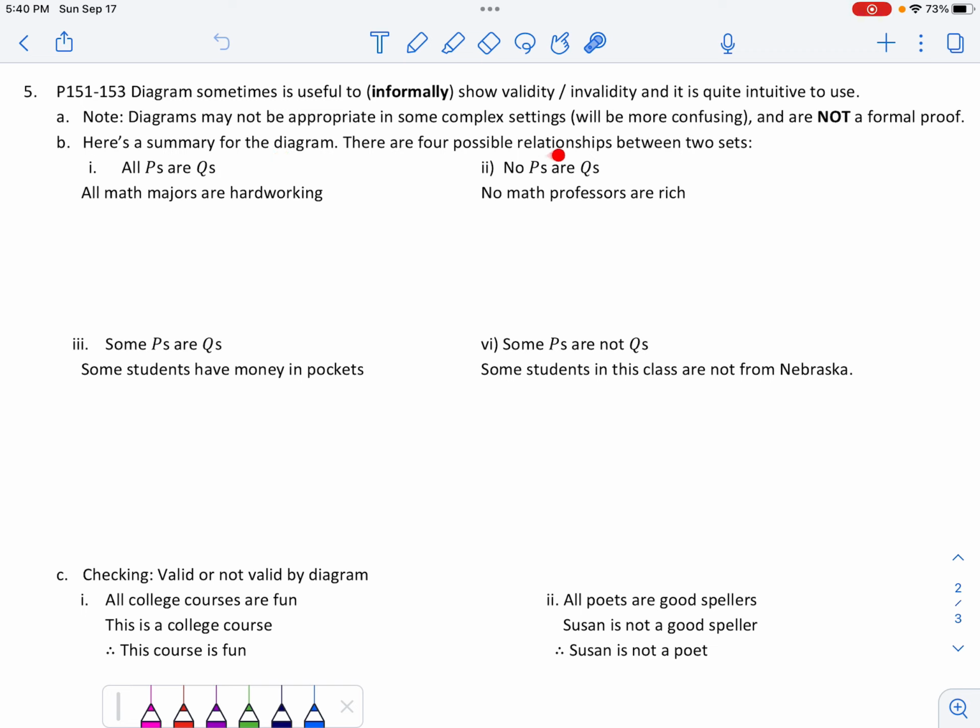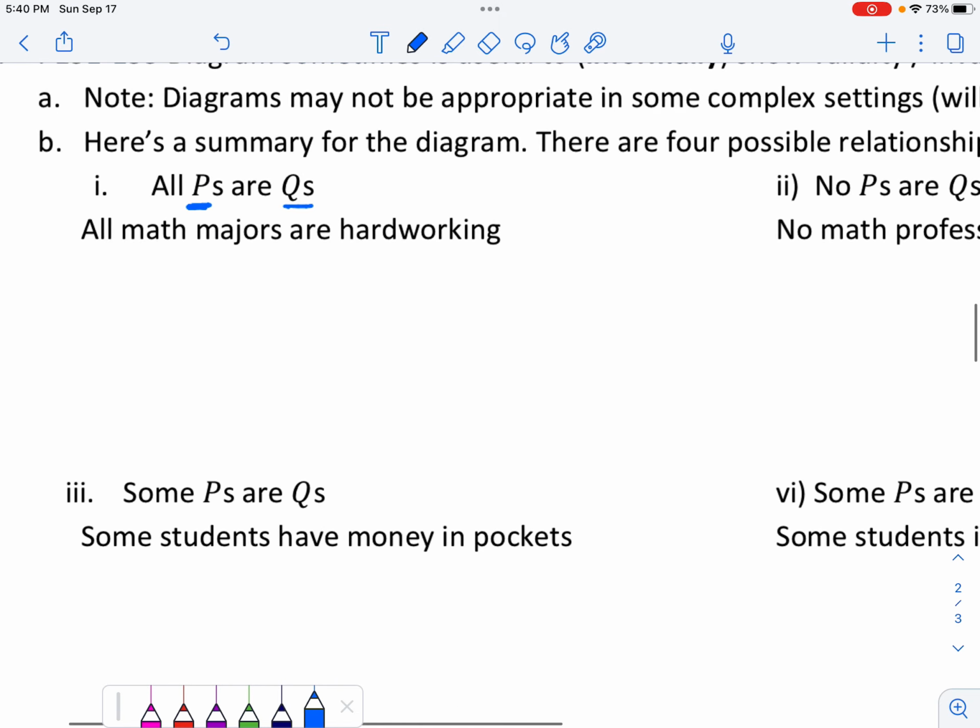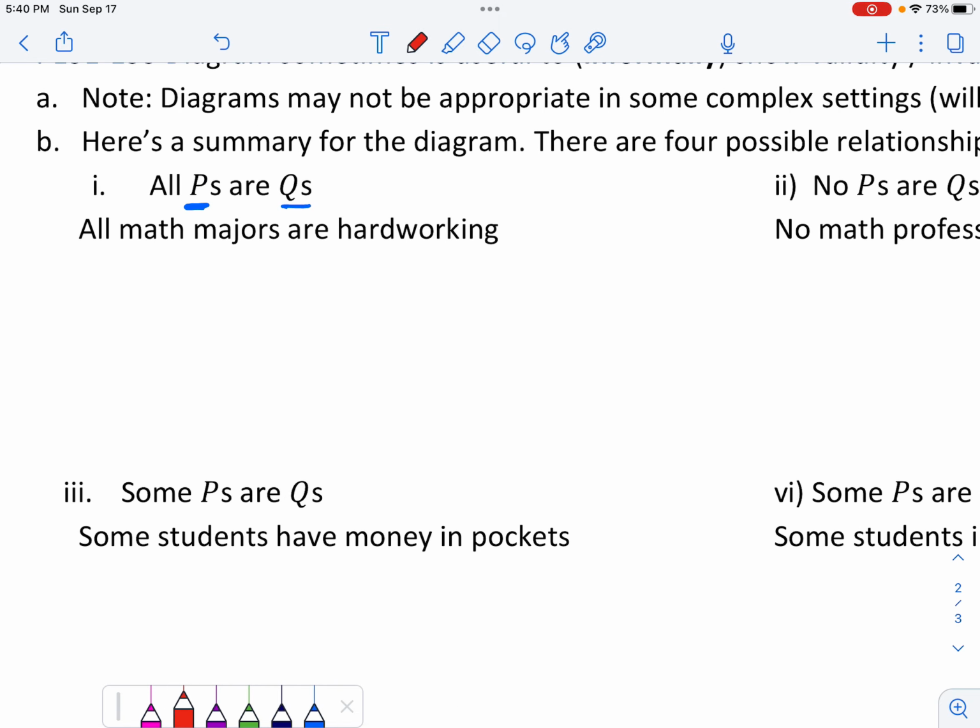There are 4 possible relationships between two sets. The first one is all P's are Q's, for instance, all math majors are hardworking. So here we have two sets, set P and set Q. In this particular case, one is all math major students, and the other set is hardworking students or hardworking people. So there are two different sets of people, P's and Q's.